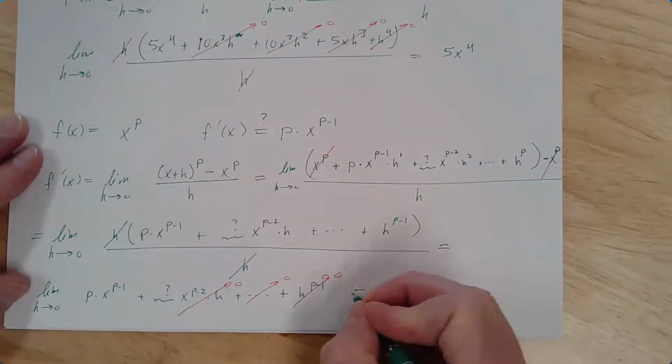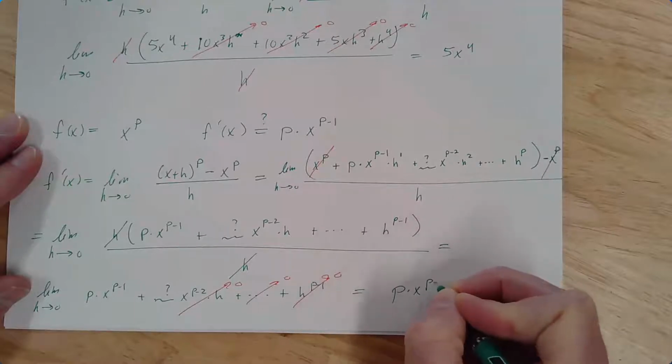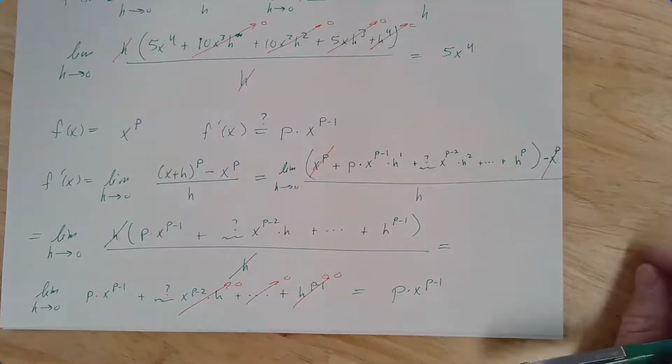So this is going to be p times x to the p minus 1. Exactly like we thought it was going to be.